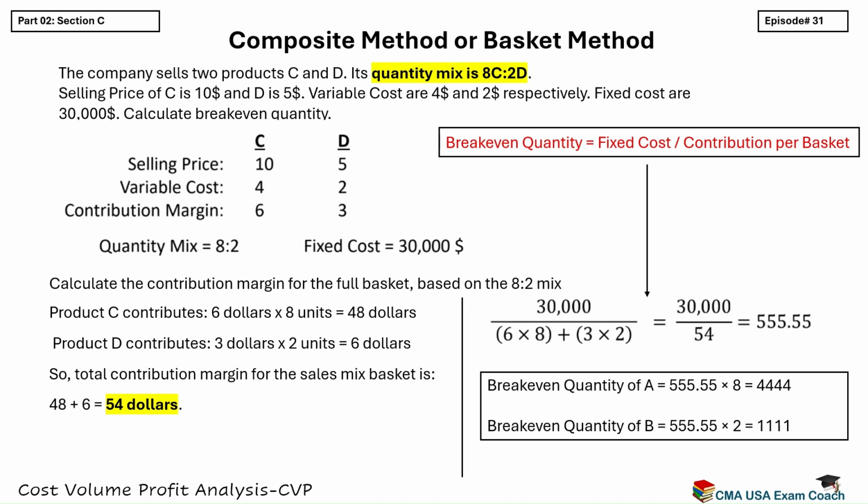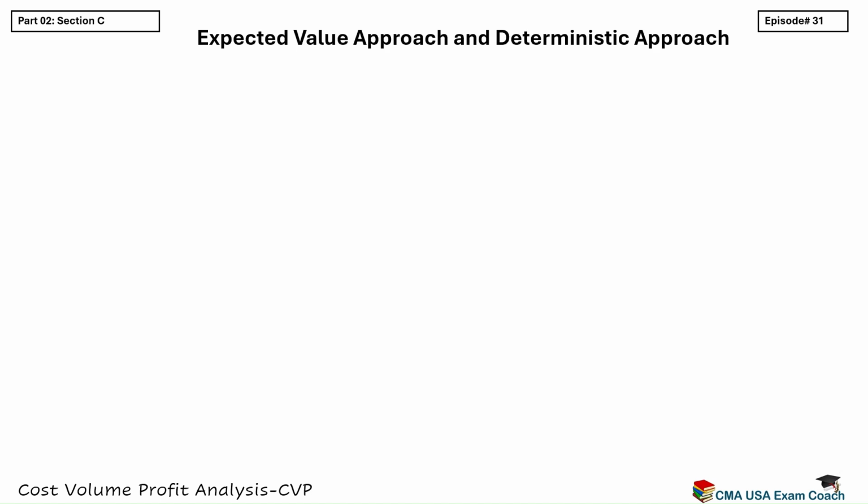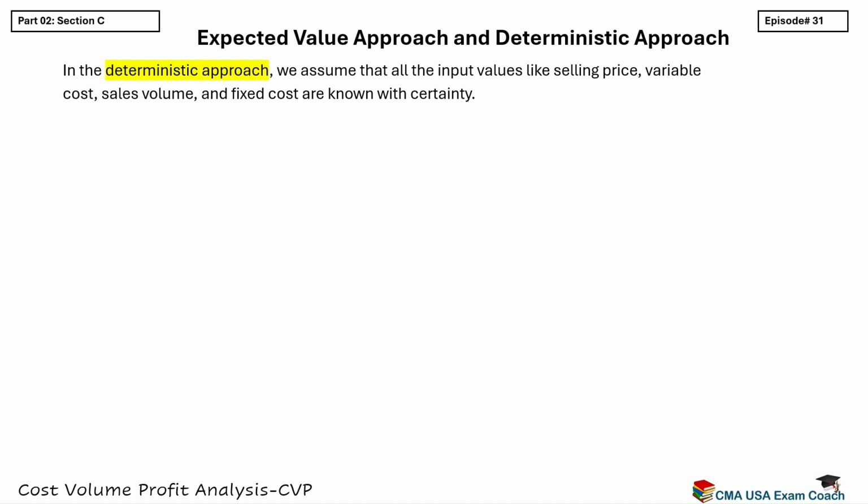Now let's discuss two important decision-making methods used in cost-volume profit analysis, especially under uncertainty. These are the expected value approach and the deterministic approach. Let's begin with the deterministic approach. In the deterministic approach, we assume that all the input values like selling price, variable cost, sales volume, and fixed cost are known with certainty. That means we calculate profit or break-even using single fixed values without considering any variations or probabilities. This approach is simple and straightforward, but it does not reflect the real-world uncertainty that managers often face.